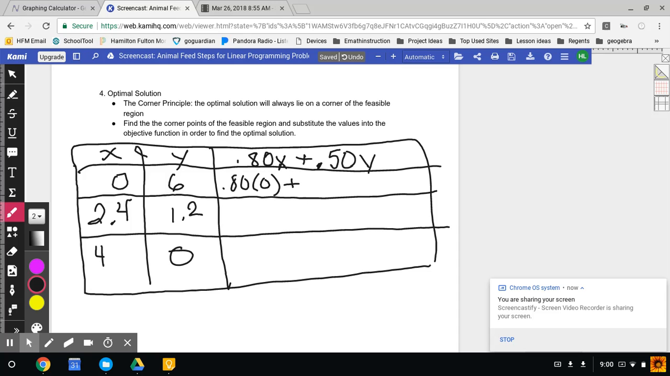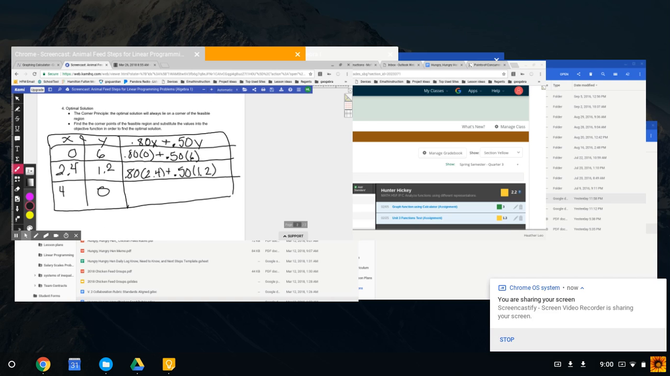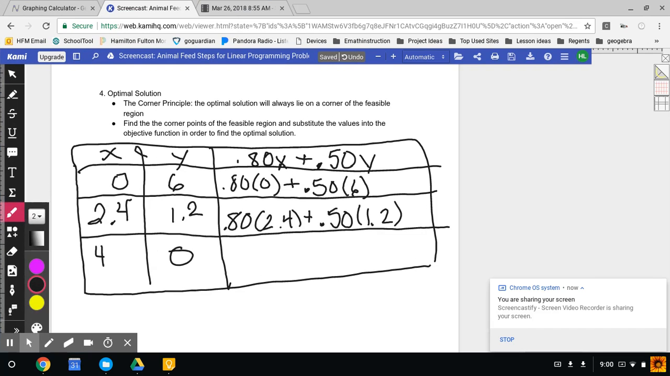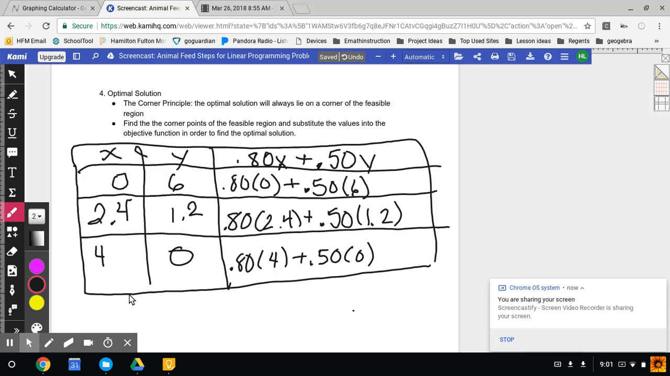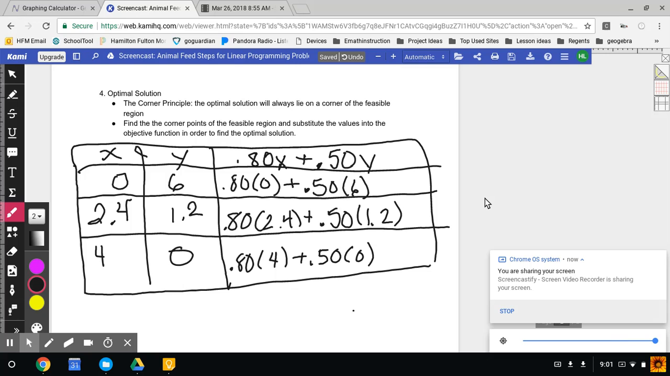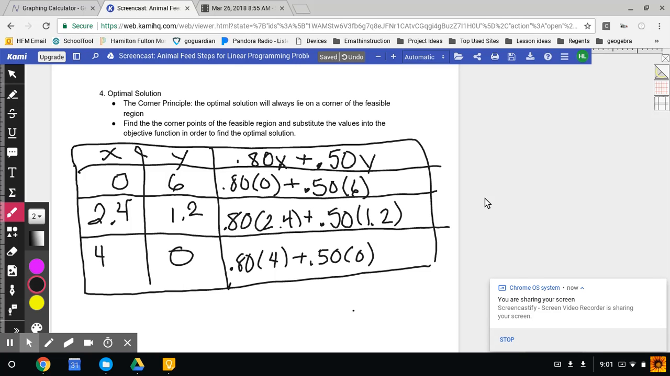0 for x, 6 for y, 2.4 for x, 1.2 for y, and 4 for x, 0 for y. Okay, so at this point, I am just going to type these into my calculator.